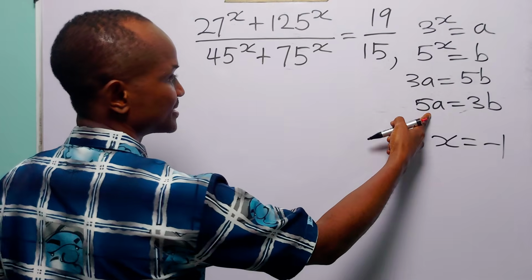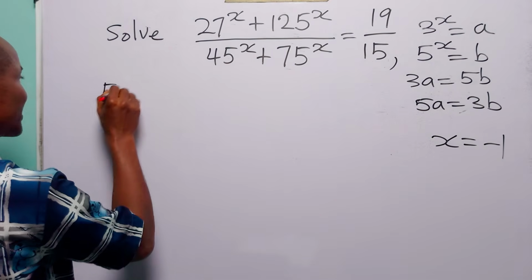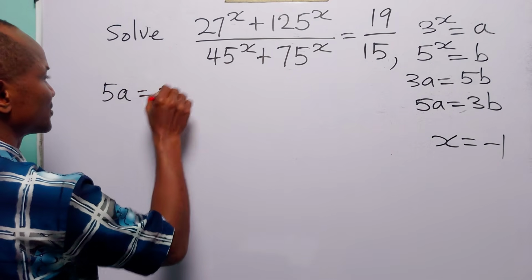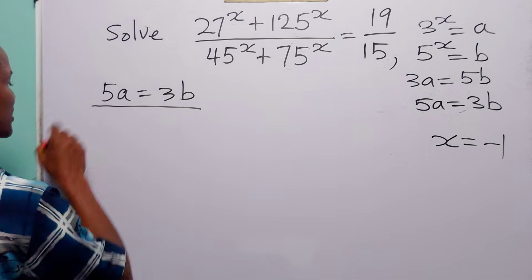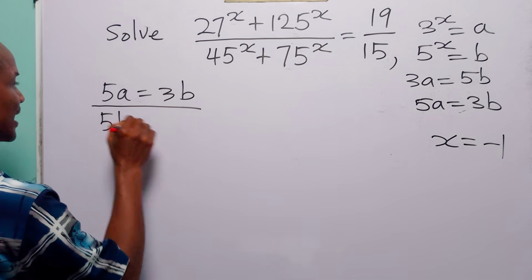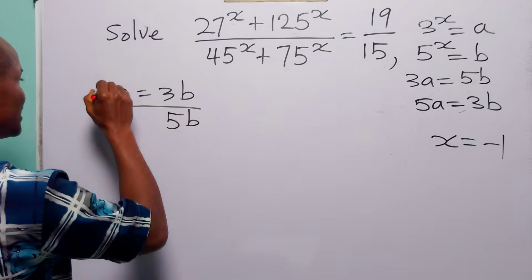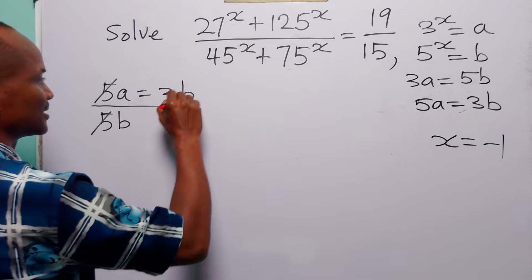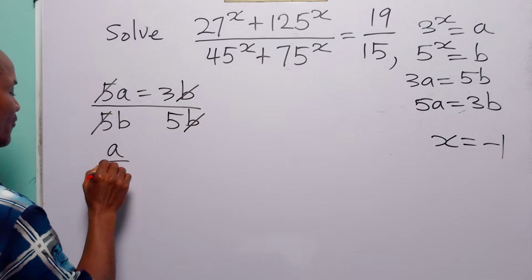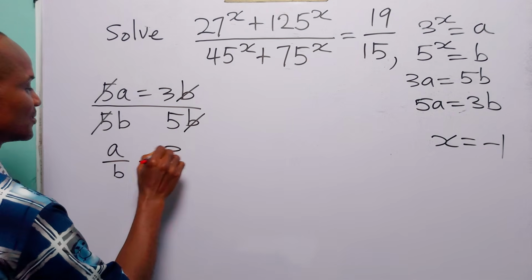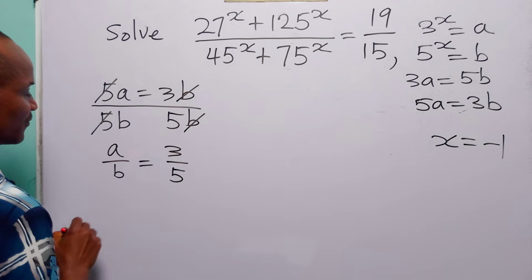And in the second case, we have that 5a is equal to 3b. Once more, let us divide through this equation by 5 times b. This is going to cancel that, and this is going to cancel that. And we have that a over b is equal to 3 over 5.